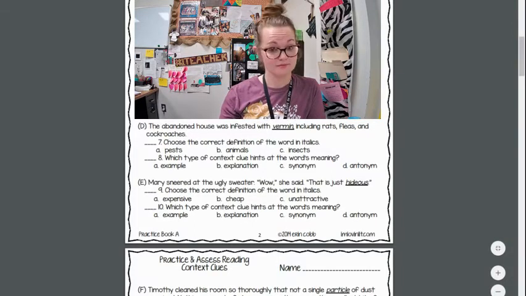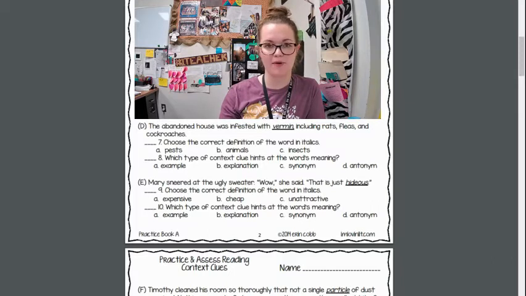Pest. Rats are a pest. Fleas are a pest. Cockroaches are a pest. Animals. A flea and a cockroach is an insect. A rat is an animal, so it only applies to one. Insects, again, flea and cockroach are insects, but rat's not, so the best answer is pest. What type of context clues hints at the word? It gave me examples. Do you see how to do this?